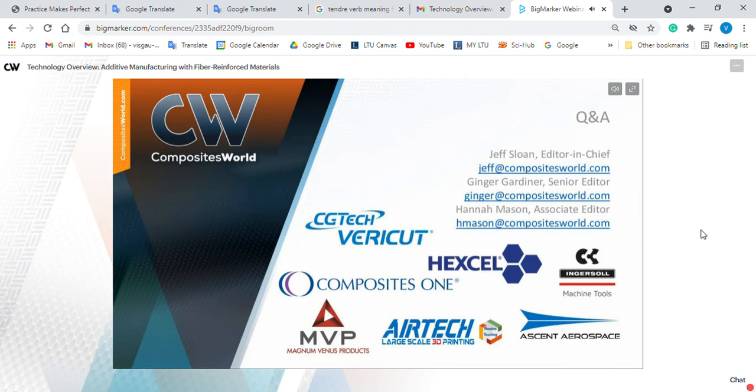Okay. Question here for AM processes that use chopped carbon fiber or glass fiber. What are the preferred fiber diameters? Are there special fiber surface treatment requirements versus traditional manufacturing techniques? I don't know about fiber diameters. I don't think there's anything out of the ordinary about fiber diameters involved.